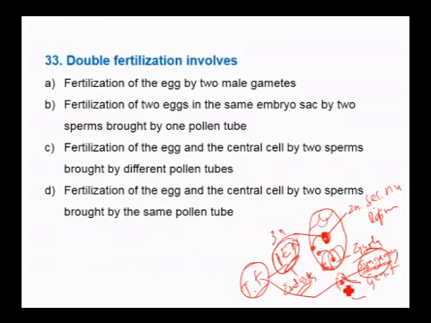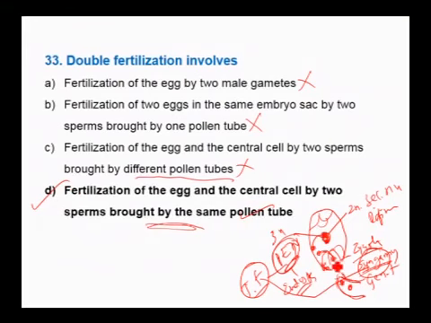But here the gametes are carried by a single pollen tube. Fertilization of egg by two male gametes: the egg is fertilized by just one gamete, therefore this is a wrong statement. Fertilization of two eggs: we don't have two eggs, therefore wrong statement. Fertilization of the egg and a central cell: this is a wrong statement. Fertilization of the egg and the central cell by two sperms brought by different pollen tubes: it's not a different pollen tube, it is the same pollen tube. Therefore the correct option is D: fertilization of the egg and the central cell, having the polar secondary nucleus or definitive nucleus, by two sperms brought by the same pollen tube.